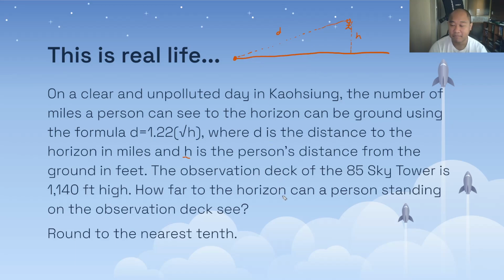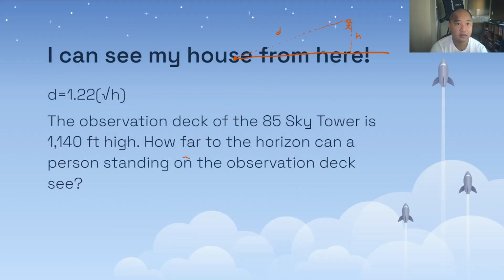Okay. So the observation deck of the 85 Sky Tower, the observation deck is the place where they let you go and stand and look, is 1,140 feet high. How far to the horizon can a person see? So let's give ourselves a little bit more space.